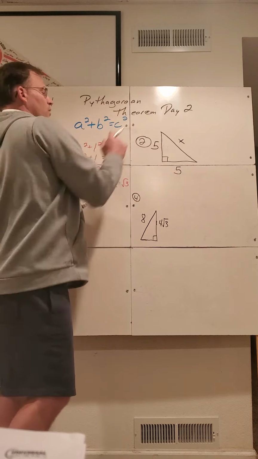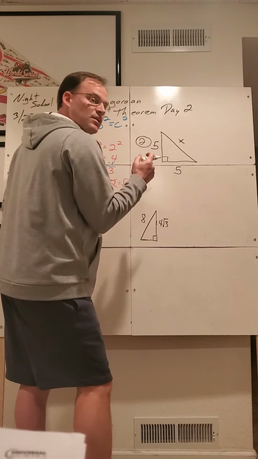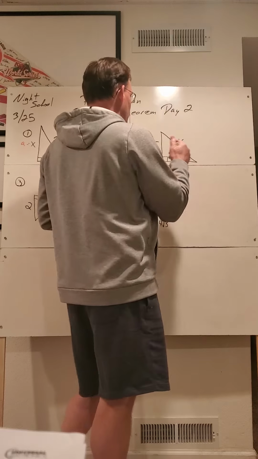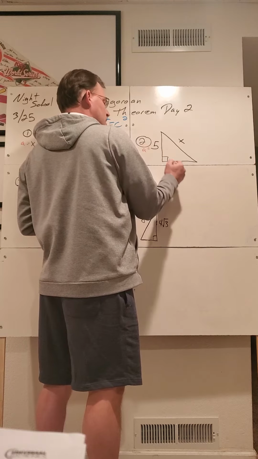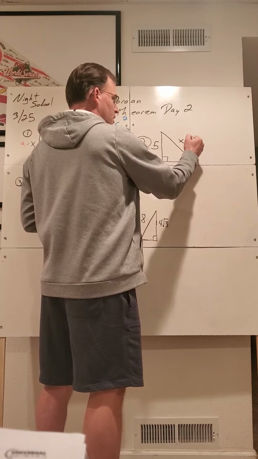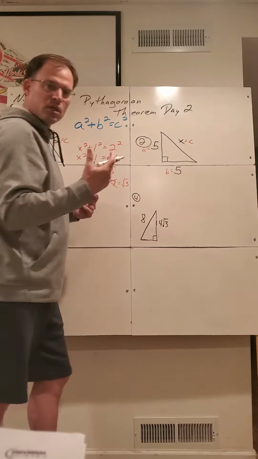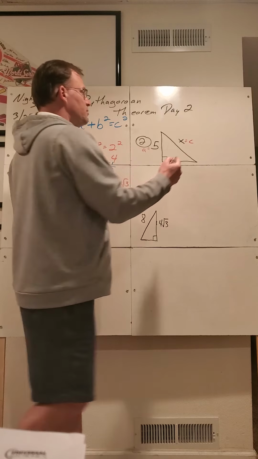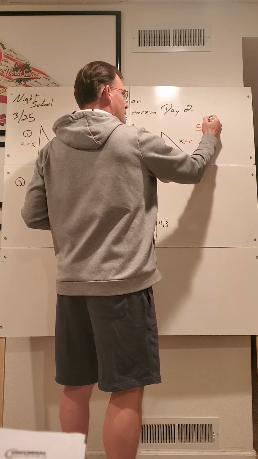So now we go to number 2. Again, identify your pieces. That's really helpful to get started here. So this is A, this is B, this is C. So again, A squared plus B squared equals C squared.